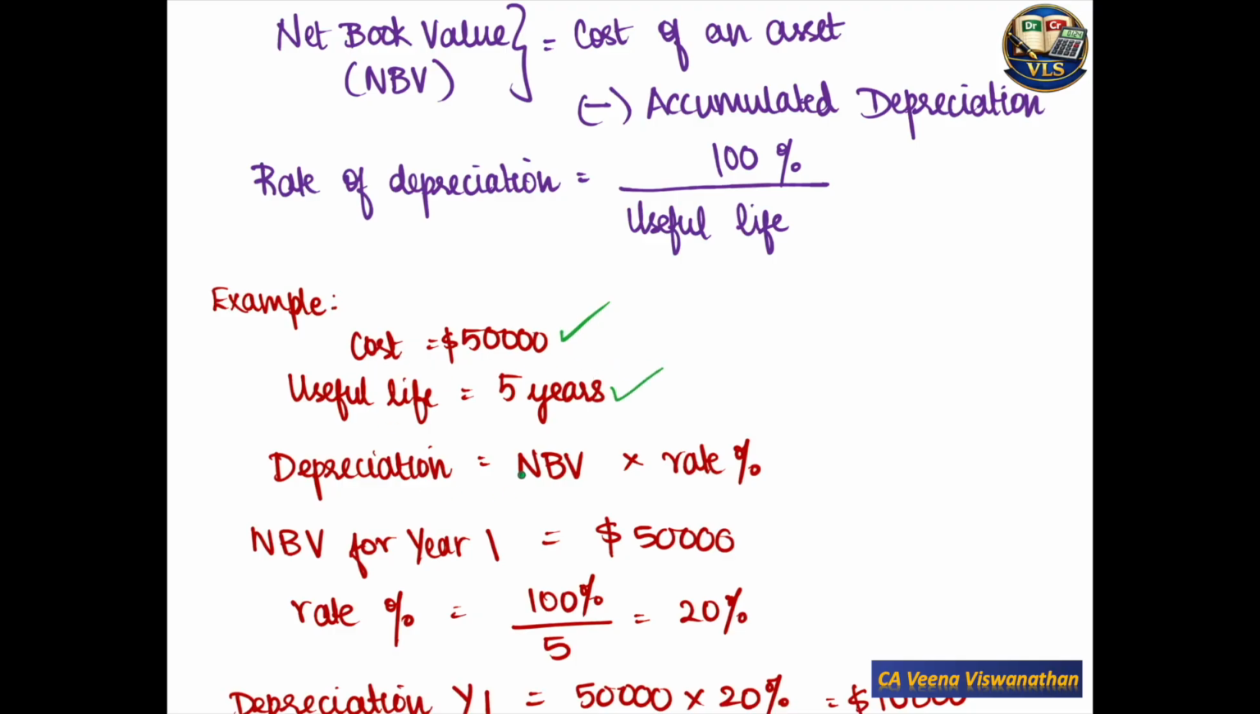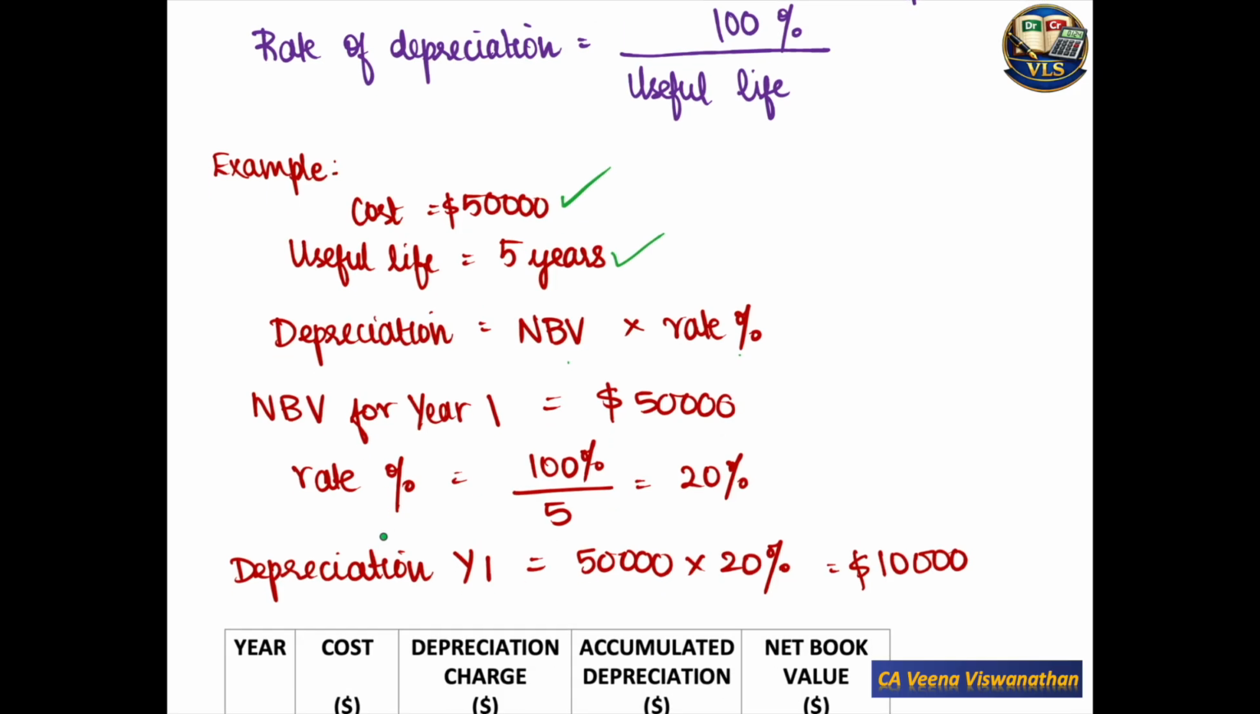Depreciation for the asset as per the diminishing balance method would be net book value into rate percentage. Now, if I have to calculate the net book value for the first year, it is always considered using the cost because my accumulated depreciation would basically be zero. There is no depreciation charged. Hence, it would be nothing but the cost into the rate percentage.